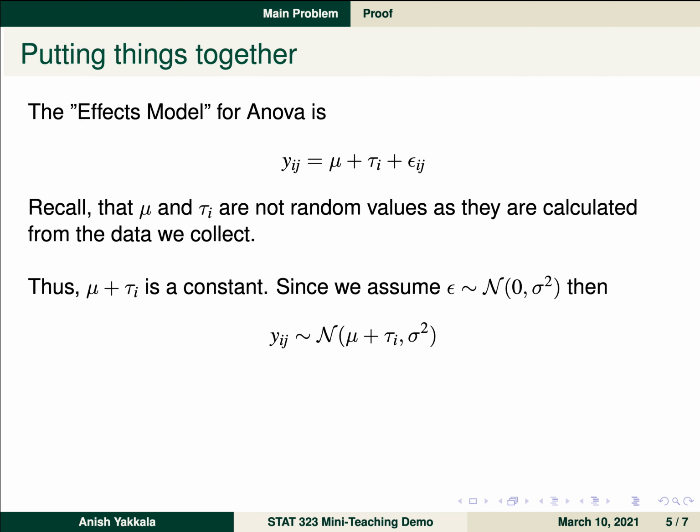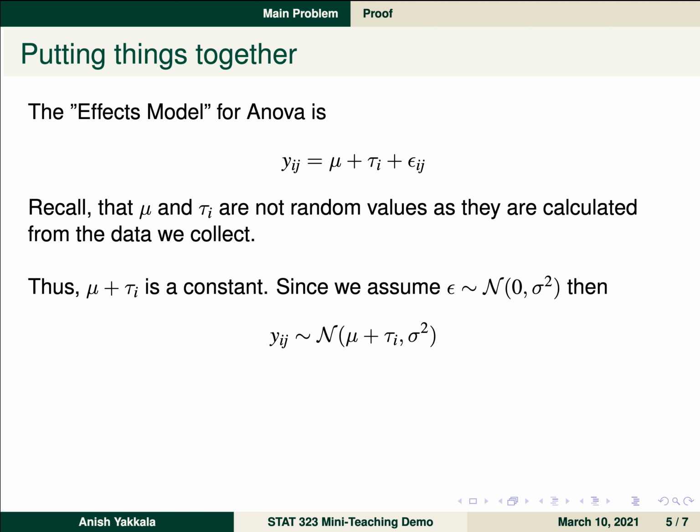So the effects model for ANOVA is just y sub i j equals mu plus tau i plus epsilon sub i j, where mu is the grand mean, tau i is the effect of the ith group, and epsilon sub i j is the residual of the ith group and the jth member in that group. Alright, recall that mu and tau i are not random variables as we have a fixed effects model, as they are calculated from the data we collect. Thus, mu plus tau i is a constant.